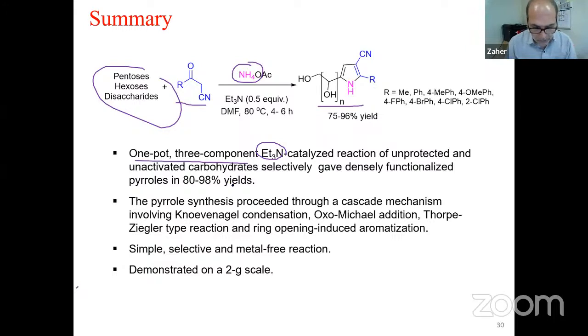For chemistry students, especially at the undergraduate level, you can really appreciate that this reaction is what we call a cascade mechanism, and it involves Knoevenagel condensation, oxa-Michael addition reaction, Thorpe-Ziegler type reaction, and then ring opening aromatization. So there are a lot of mechanisms happening in just one step of this reaction. This is what we discussed last week.